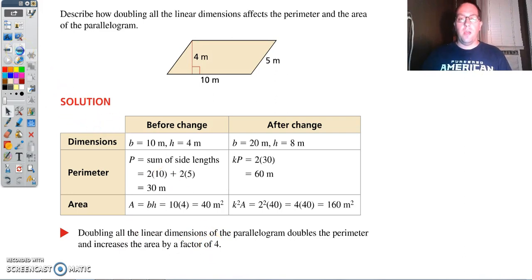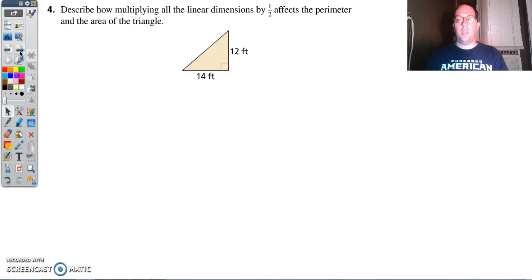Multiplies it by 4. So I want you to do this one here, work it out, pause the video, come back, see how you did. Check your answers.